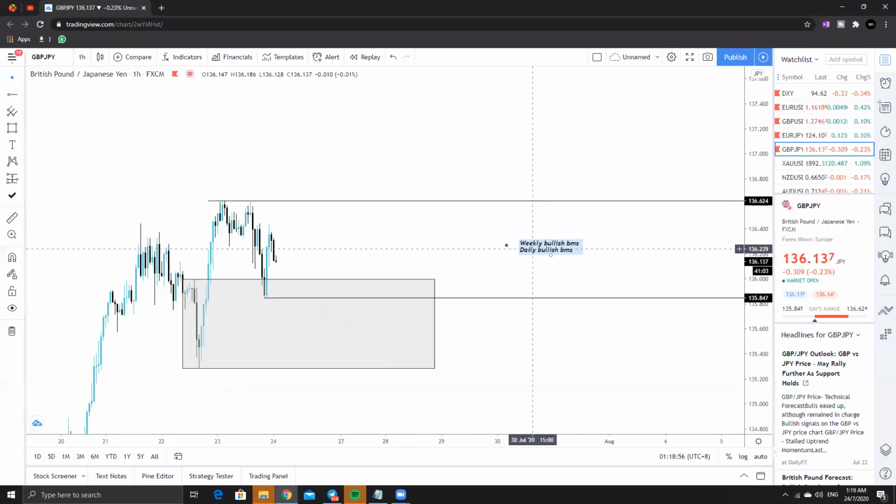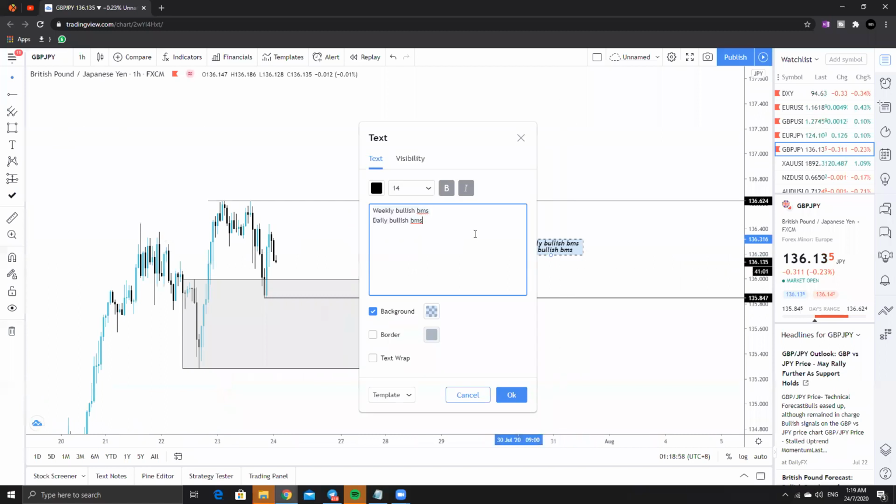Weekly bullish BMS, daily bullish BMS. Wait for a pullback. Don't worry, next one I won't miss the recording. Wait for a pullback, right? And lower time frame QM, and you enter. That's it. So weekly bullish BMS.